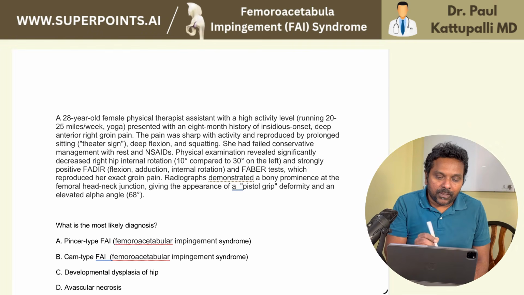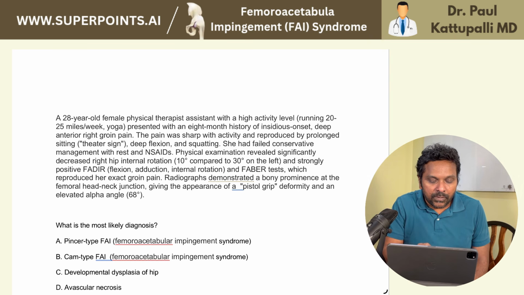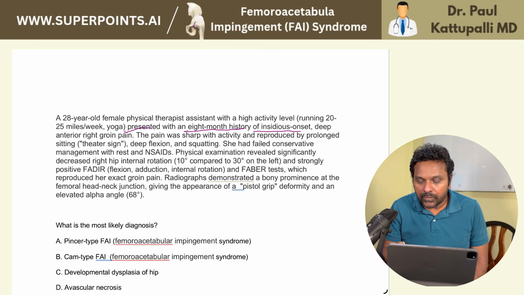Let us start with this question. A 28-year-old female physical therapist assistant with a highly active level, running 20 to 25 miles per week and doing yoga, presented with an 8-month history of insidious onset, deep anterior right groin pain. The pain was sharp with activity and reproduced by prolonged sitting (theater sign), deep flexion, and squatting. She had failed conservative management with rest and NSAIDs.